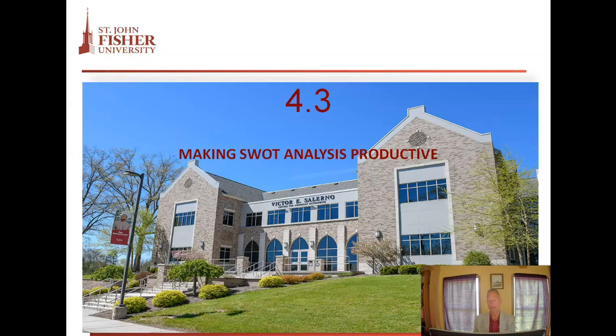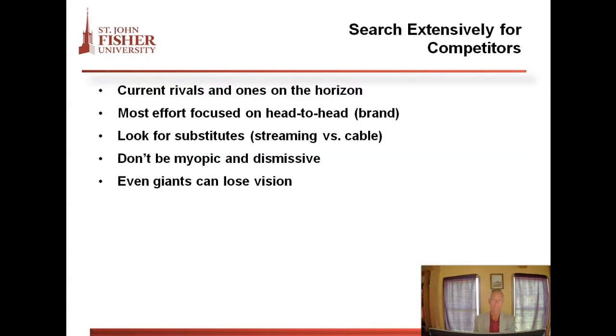So how do we make a SWOT analysis productive? Well, first of all, we've got to search extensively for our competition and our competitors. That's really where we want to start, because our competitors are really our threats. A lot of people get this confused. They look at their weaknesses and they put down competitors as their weaknesses. Competitors are not a weakness. Competitors are a threat. They are your current rivals.